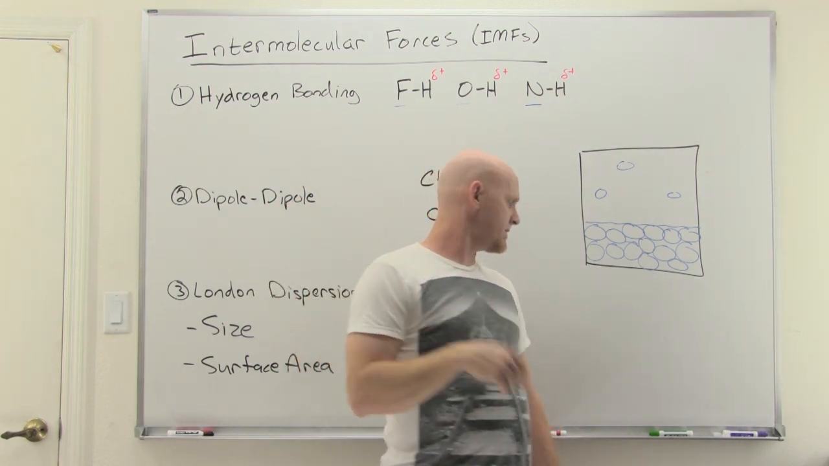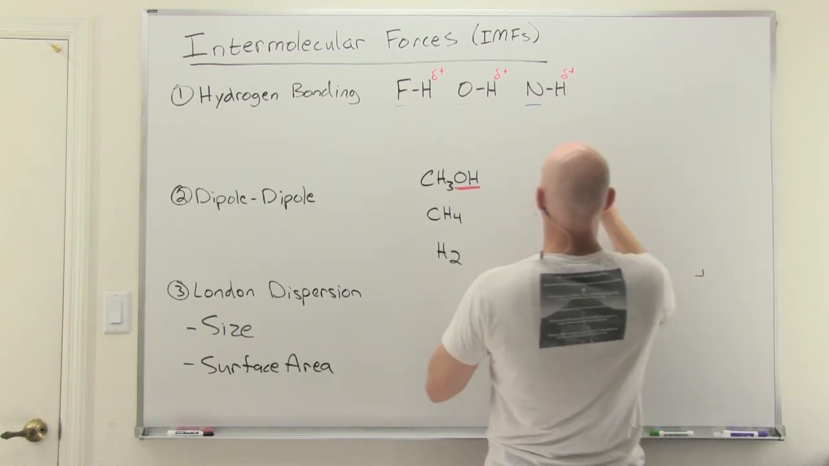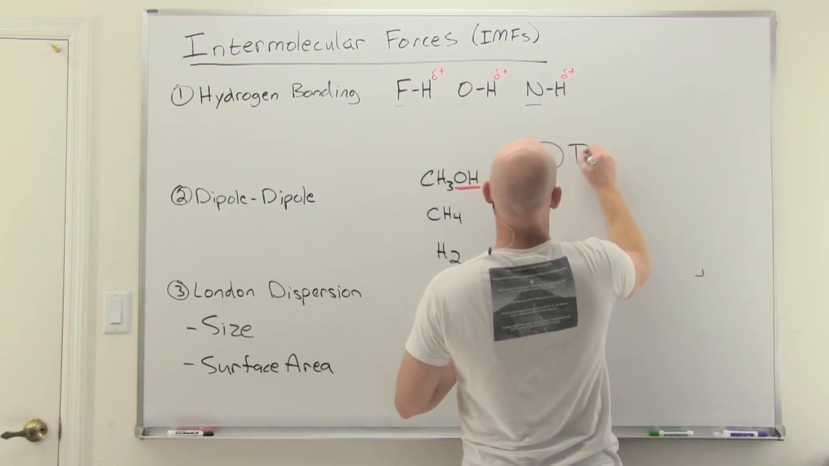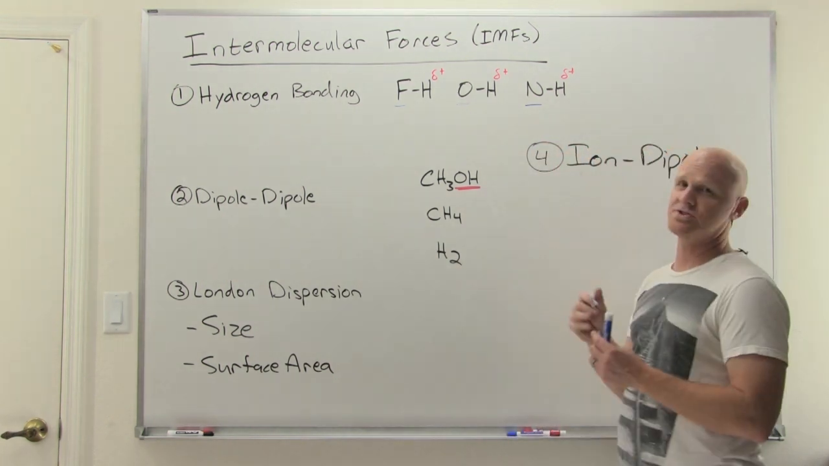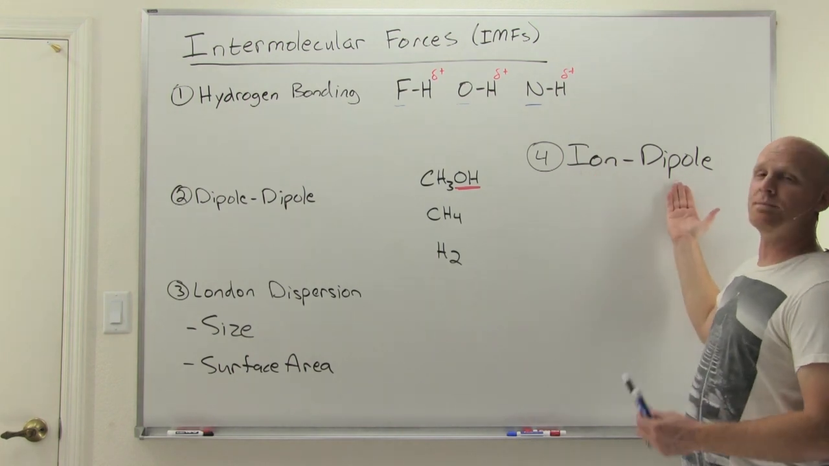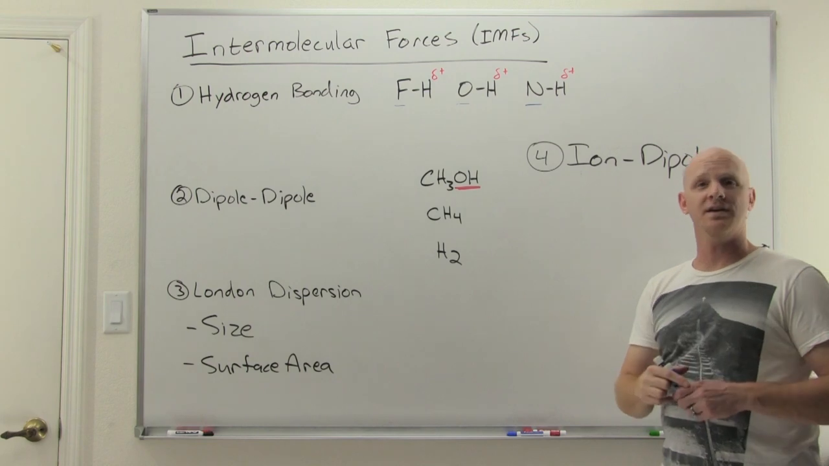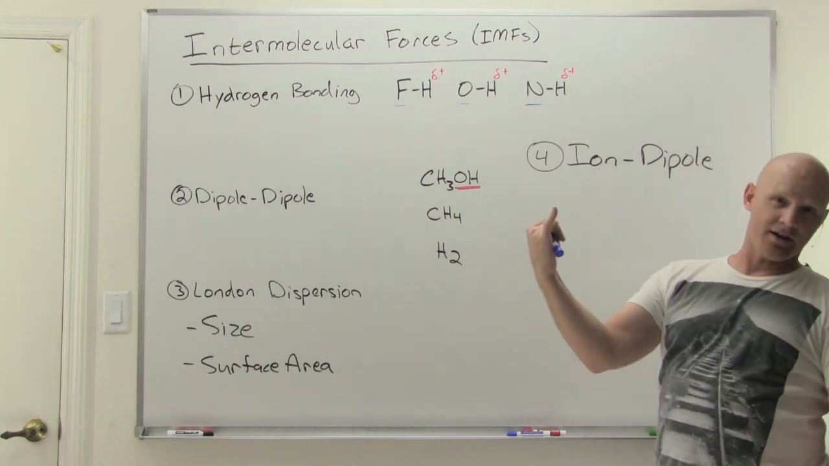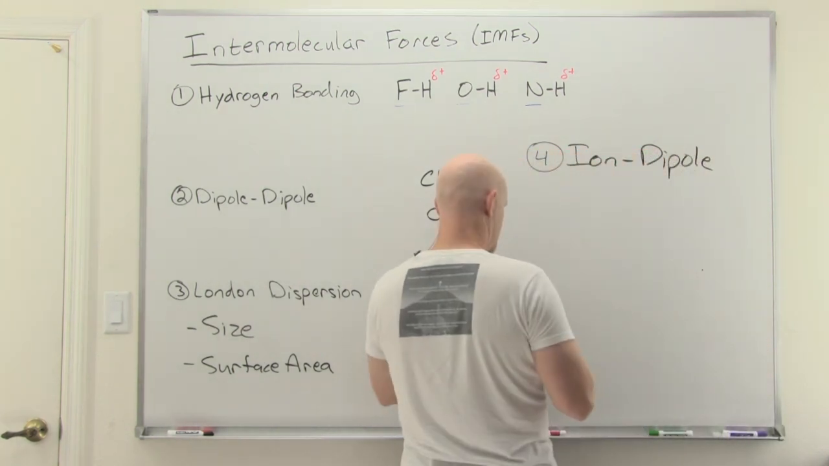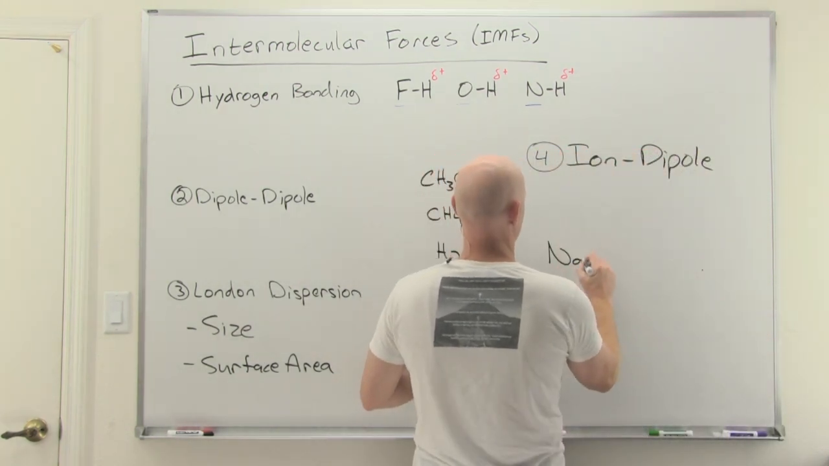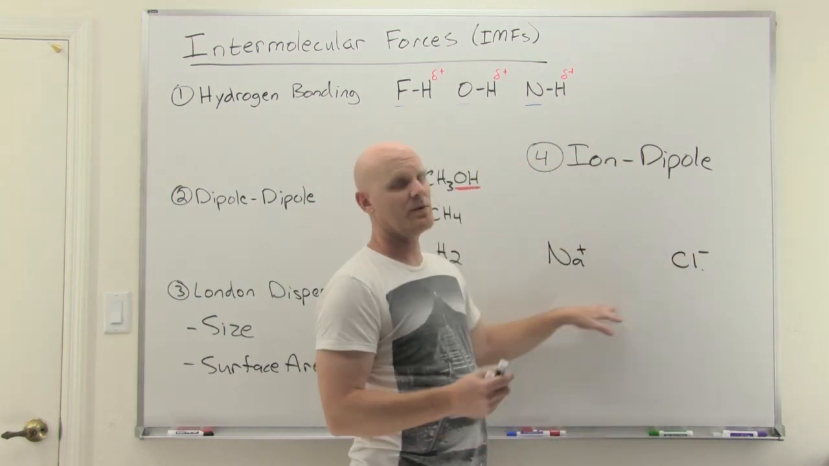So the one other intermolecular force we want to talk about is ion dipole forces. And even the name here implies that we have a mixture. We've got something ionic mixed with something with a dipole, something polar. So the most common example of this is when you dissolve salt in water. You've got a salt, an ionic compound, dissolved in water, a polar solvent in this case. And so say you dissolve that salt and you're going to get a sodium ion and a chloride ion. And they're both going to be interacting with some water molecules.